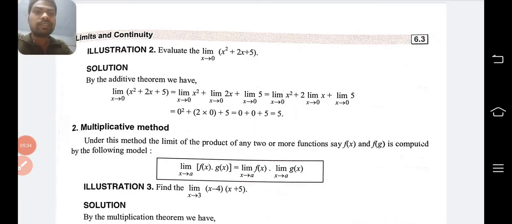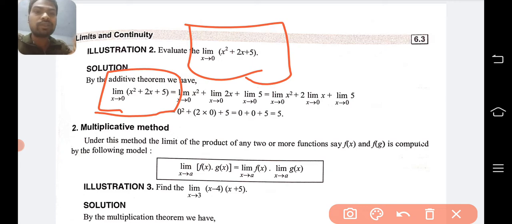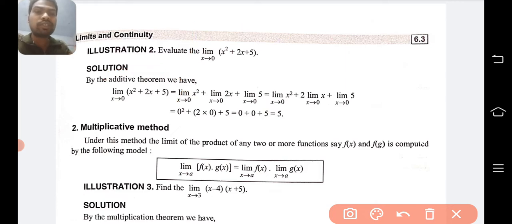So like that, another function is given, and you have to evaluate this. So how can you evaluate the limit? Here it is written: limit x tends to 0 of x square plus 2x plus 5. Here we will take the limit of each term separately: x square separately, 2x separately, and 5 separately. Clear? So the limit x tends to 0, x square, plus limit x tends to 0, 2x, plus limit x tends to 0, 5.